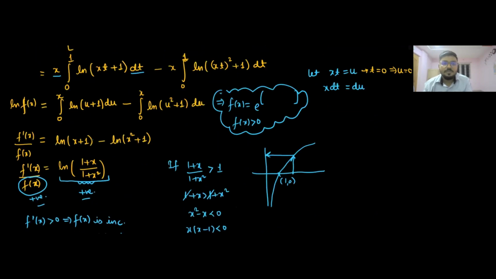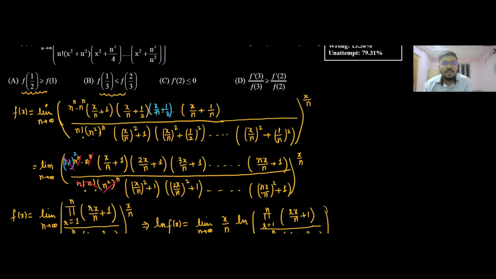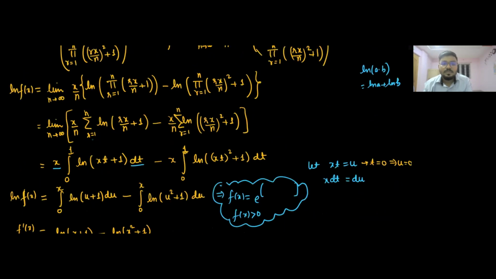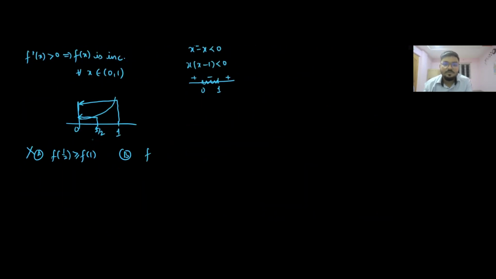Coming to option B. Option B says that f of 1 by 3 is less than or equal to f of 2 by 3. Yes, correct. If you see, 1 by 3 is smaller as compared to 2 by 3, so its output will also be smaller. All right, so this is the correct option. Option B is correct.